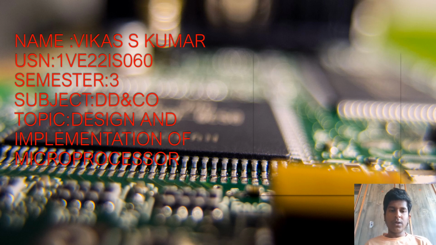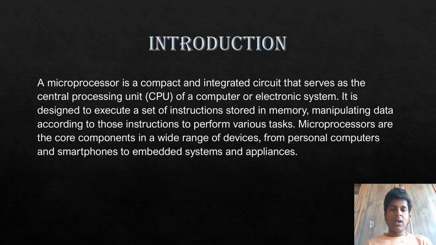In this video, we are going to learn about design and implementation of microprocessors. Introduction. A microprocessor is a compact and integrated circuit that serves as the central processing unit of a computer or an electronic system. It is designed to execute a set of instructions stored in memory, manipulating data according to those instructions to perform various tasks.